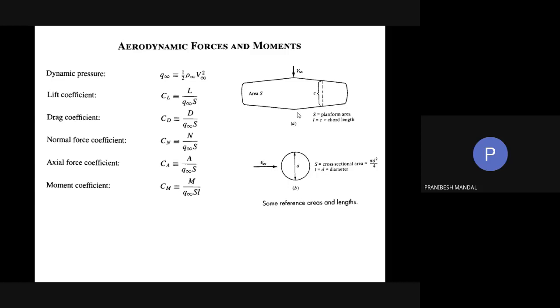And what is your reference length? Obviously, reference length is required only for the moment. For the airplane case, it is the chord length, and I must say it is the mean chord length, because the chord length will vary from the tip to the hub. Near the body, the chord length is higher, and at the farthest point, the chord length is lower. So that should be the mean chord length. And for the circular body, that is the diameter.